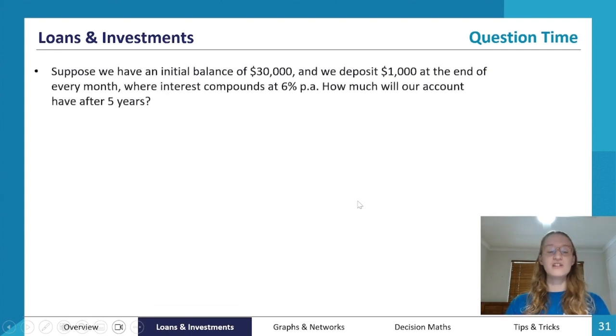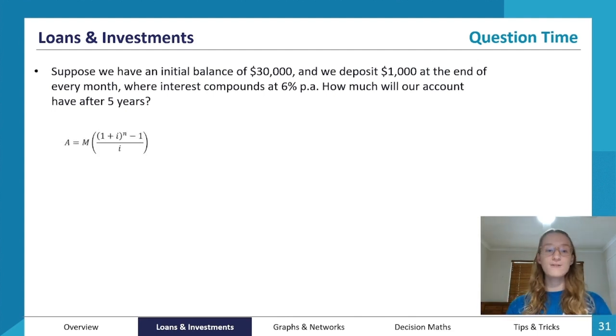So let's do a question to demonstrate that. Suppose we have an initial balance of $30,000. We're going to have to use the compound interest formula as well as the annuities formula. And we deposit $1,000 at the end of every month, so we're looking at monthly, and interest is compounding 6% per annum. How much will be in the account after 5 years?